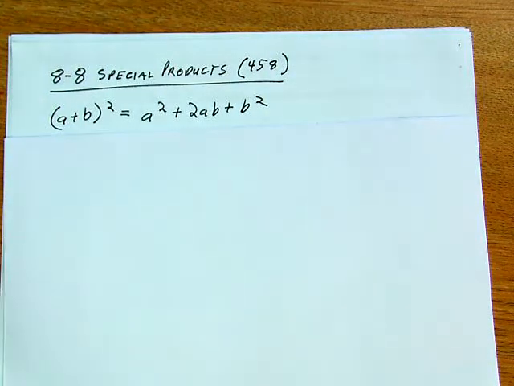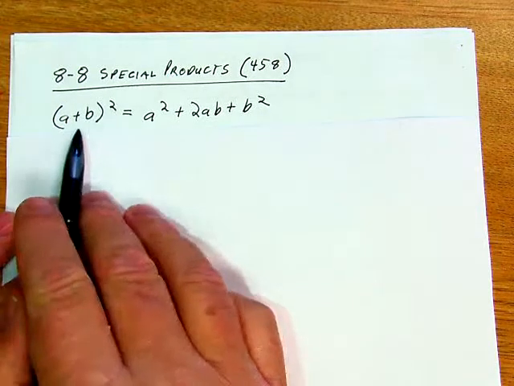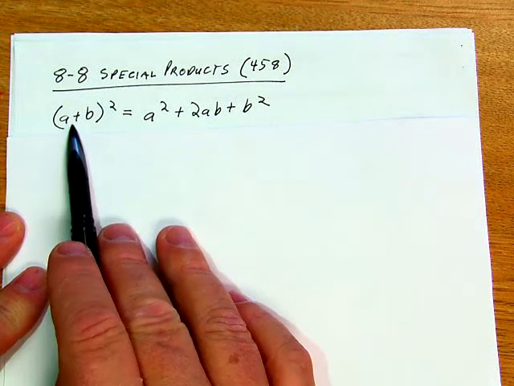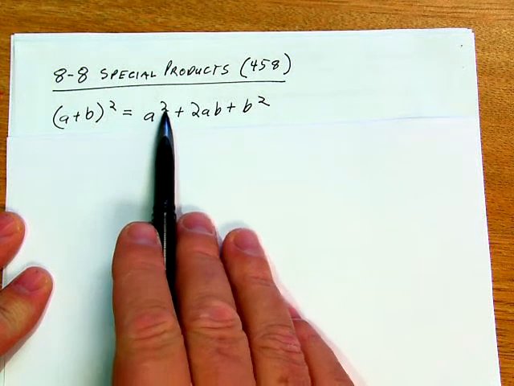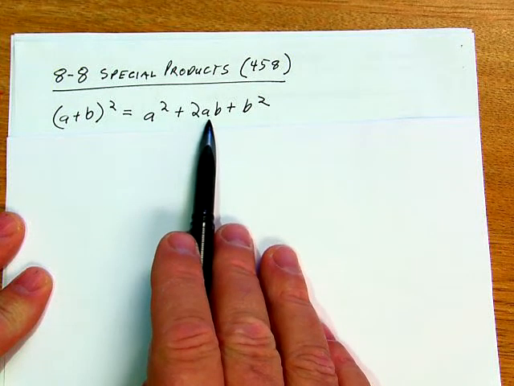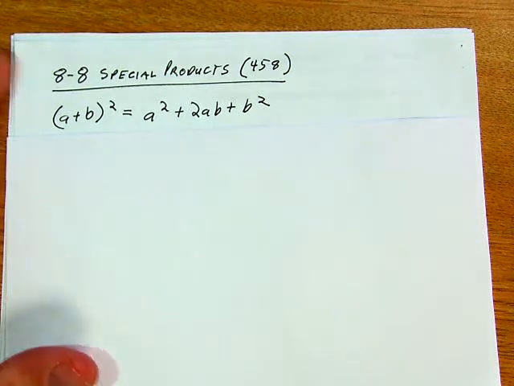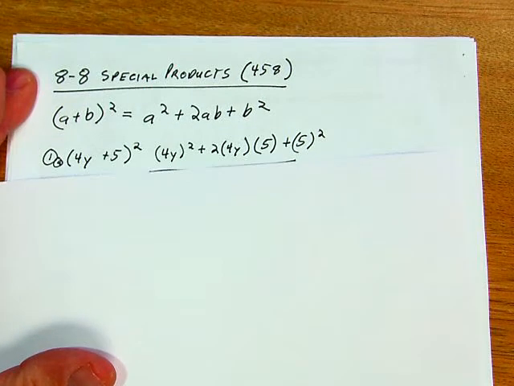Now we could do that as a FOIL method in the binomial times a binomial, but in this case, it's special. We have a formula that we know exactly how it turns out. It always turns out as a squared plus 2 times ab plus b squared. All right, and I'll show you that in a little bit. Let's first look at an example.